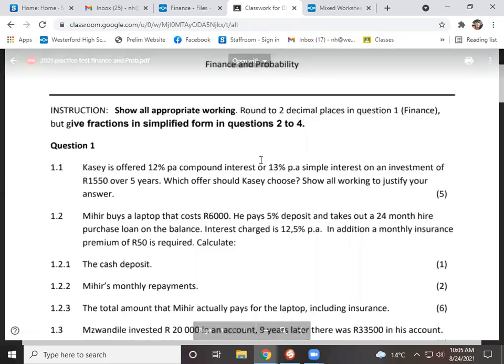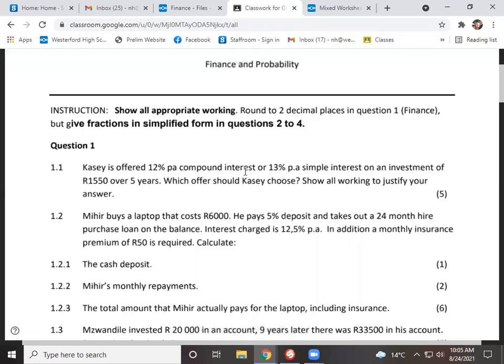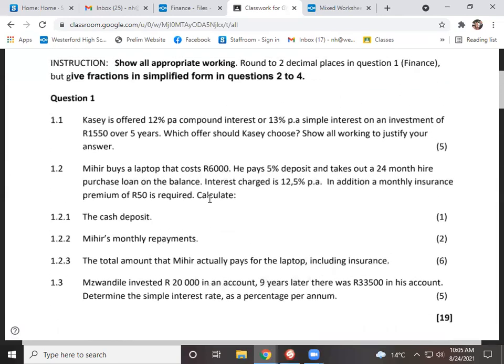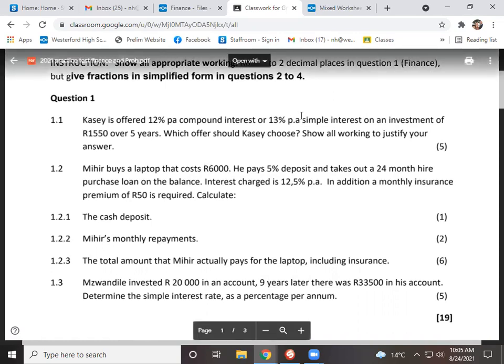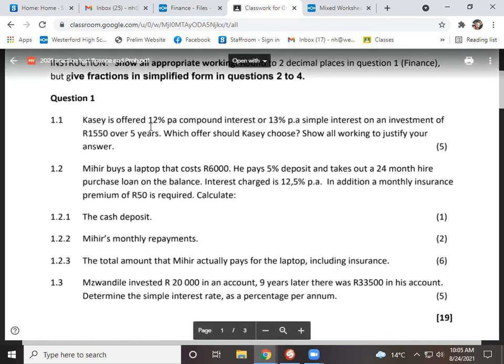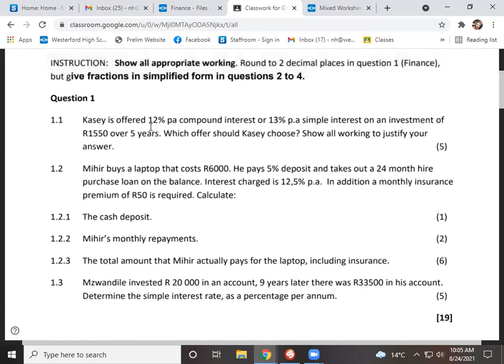But guys, how are you going to decide which one is better? What working are you going to do? You're going to have to use the simple interest formula and do the 13% per annum simple interest on that one. Then you're going to have to do the compound interest formula with 12%. Get your A values, and the bigger one is the better option. Okay, so that is what you have to do.